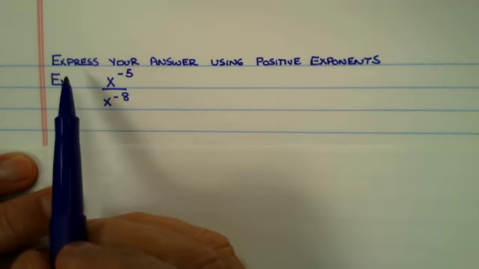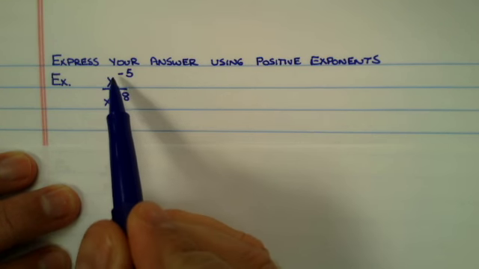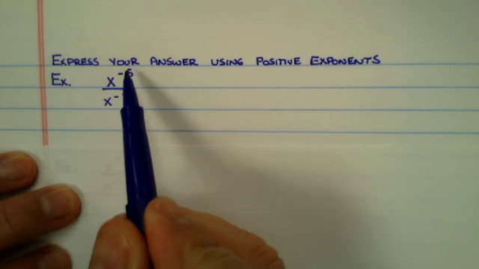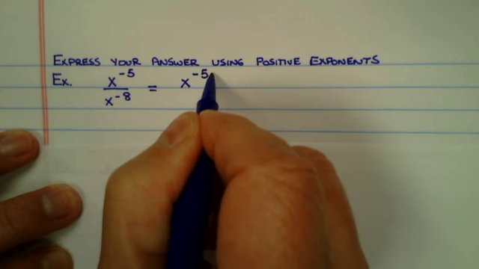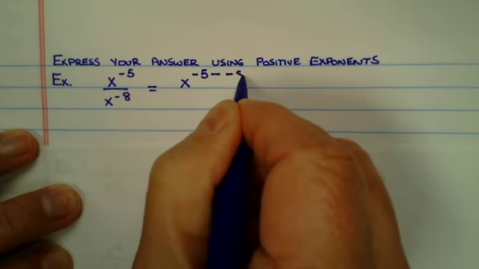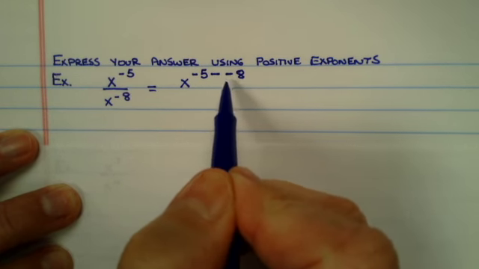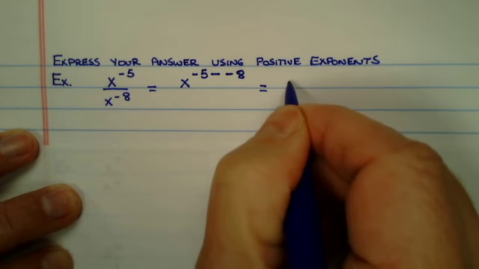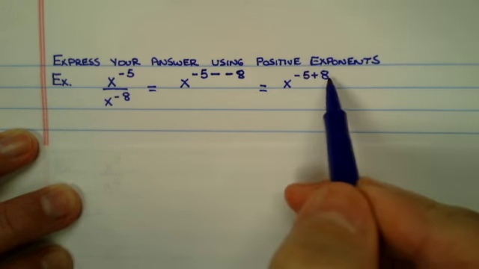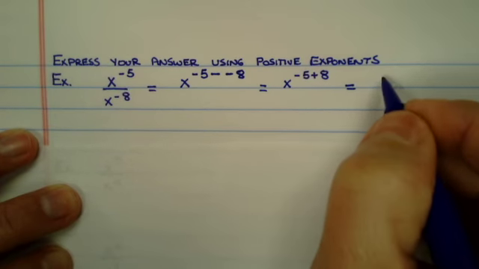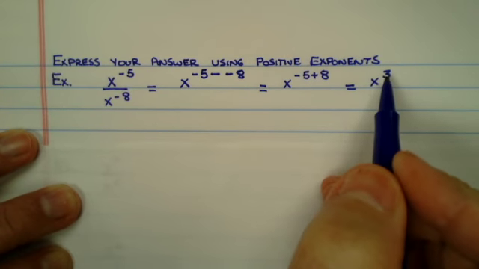So again, they want us to express our answer using positive exponents. What's our rule for dividing? If I divide, I'm supposed to subtract my exponents. So I'm going to write down my variable. I'm going to take negative 5 and I'm going to subtract a negative 8. Again, this goes back to the fact that if I've got two signs beside each other, I'm supposed to multiply them together and make one sign. So this is really negative 5 plus 8. The signs are different. If the signs are different, I subtract and take the sign of the larger number. 8 is the larger number, so it's going to be positive.